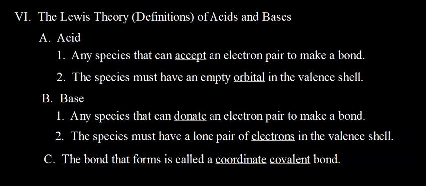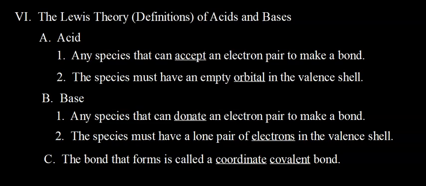Now be careful. In the Bronsted-Lowry definition, we also have acceptor and donor type definitions. In that one, it's an acceptor or donor of a proton. Here we have an acceptor of a pair of electrons. Now, in order for a substance to accept a pair of electrons, that substance must have an empty orbital in its valence shell. And I'll show you some examples of this.